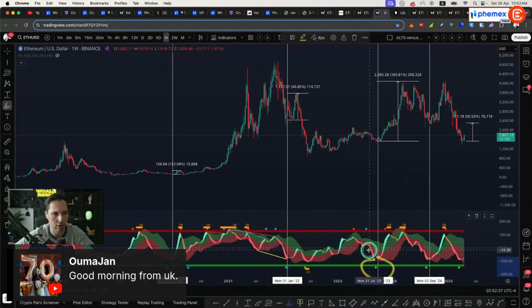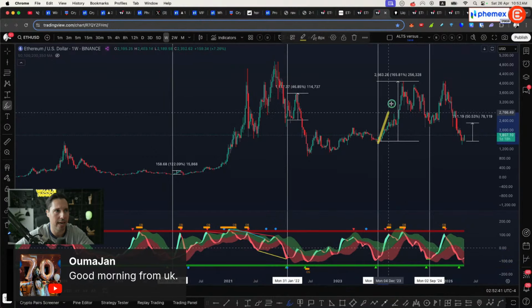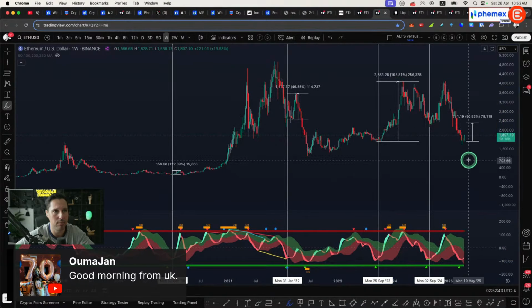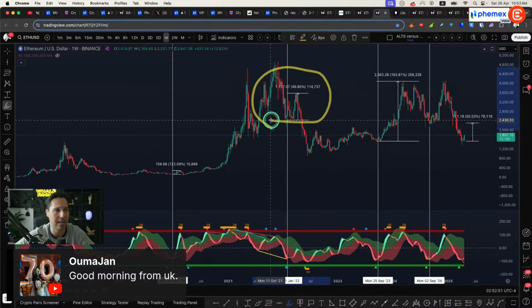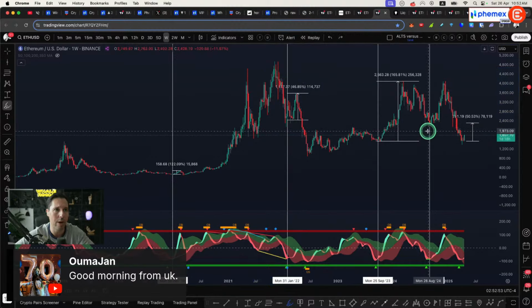You got your green triangle, the money flow starts to increase towards the upside. You put in a 165% move. And now we got this one. So if we go on the lower case and we say, well, what happens if it puts in one of the lower bounces, a smaller bounce, right? Something like 40, 50%. Where would that take price action?